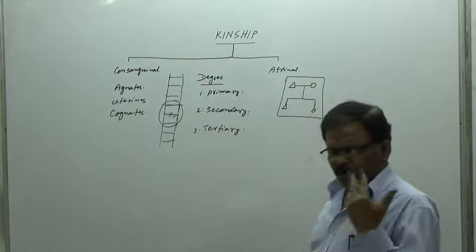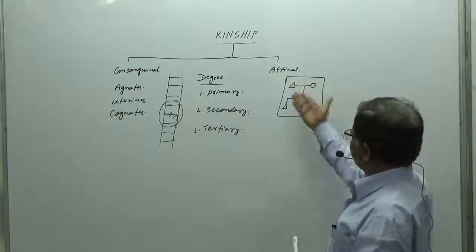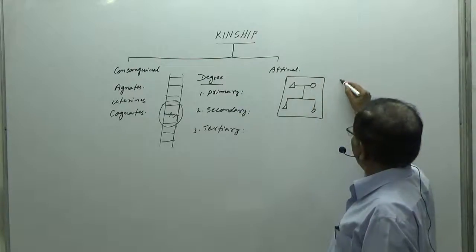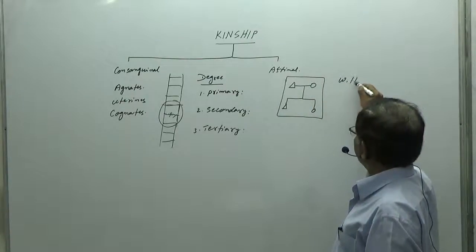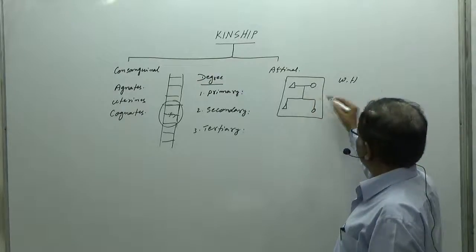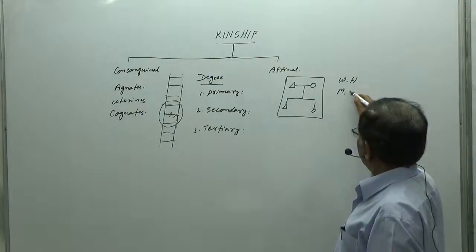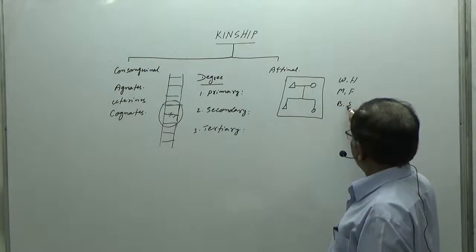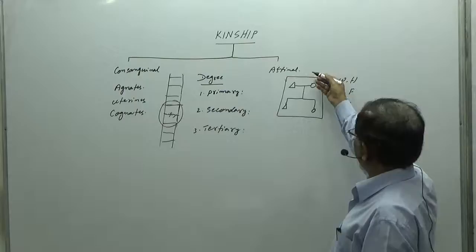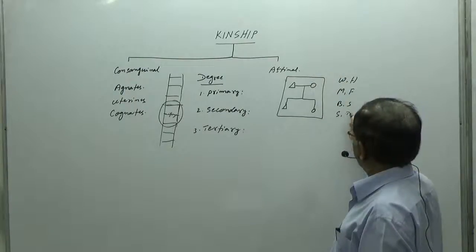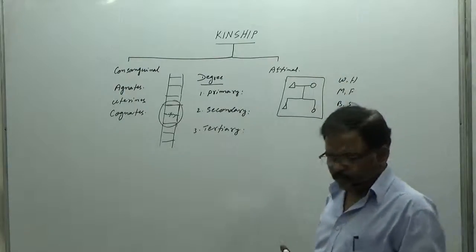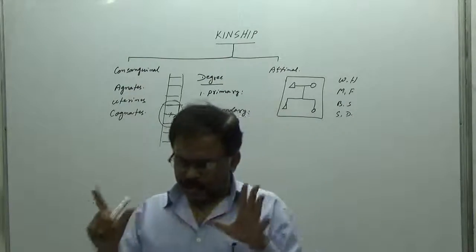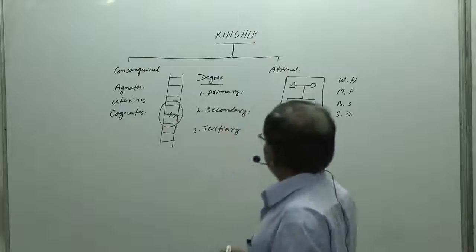Who are these? We discussed many times, of course. These two are wife and husband. Then these two again, for the bottom, mother and father. These two, brother and sister. These two again for upper, son and daughter. Is it? These 8 relationships come under primary.